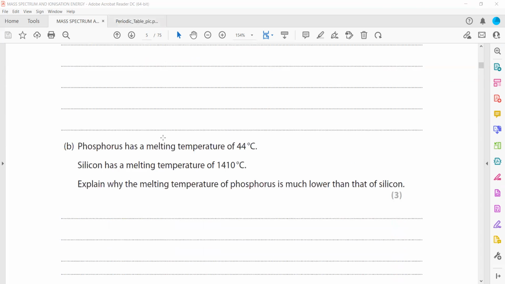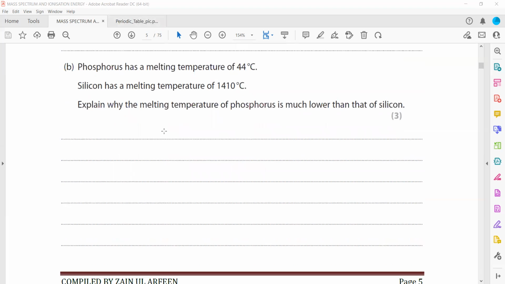Then the next question: phosphorus has a melting point of about 44, whereas silicon is 1410. Explain why the melting temperature of phosphorus is lower than that of silicon. 3 marks. So this is related to bonding.